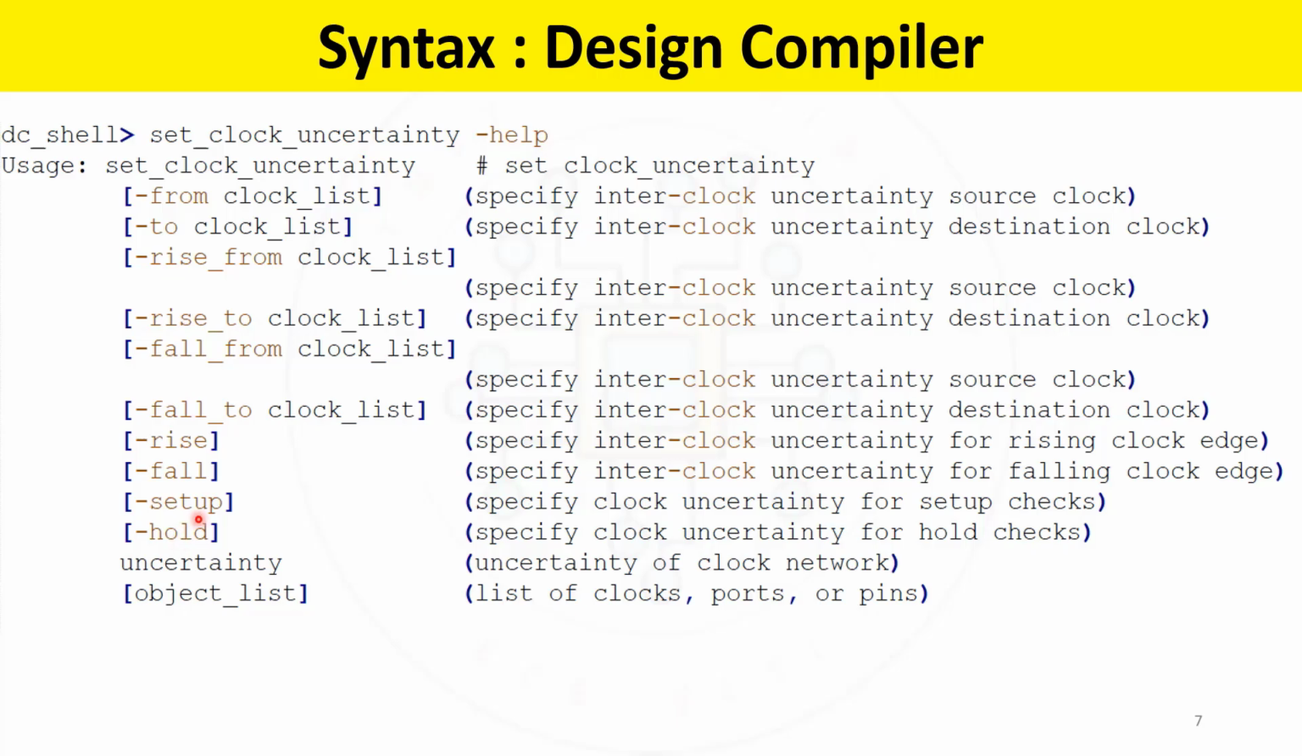Hyphen setup and hyphen hold. Hyphen setup specifies clock uncertainty for the setup check, and hyphen hold specifies clock uncertainty for the hold check. Next, it is followed by the uncertainty value and then the object list. So this is the syntax according to Design Compiler.